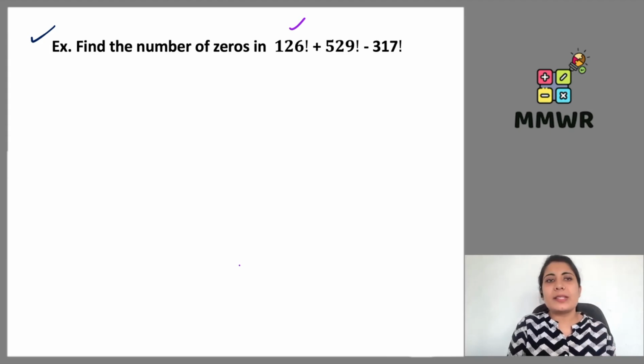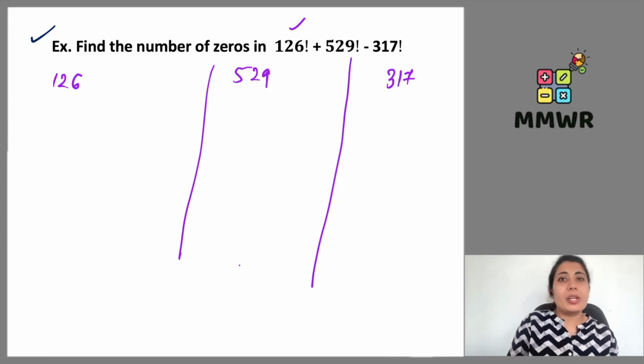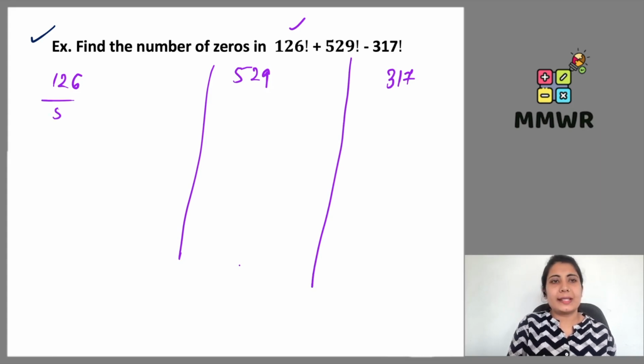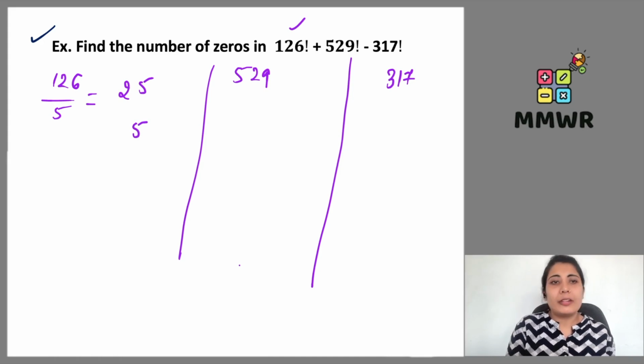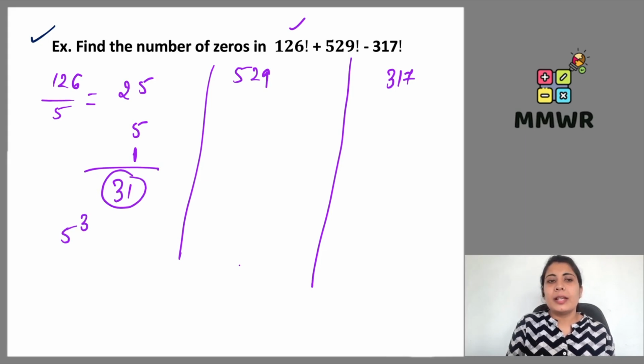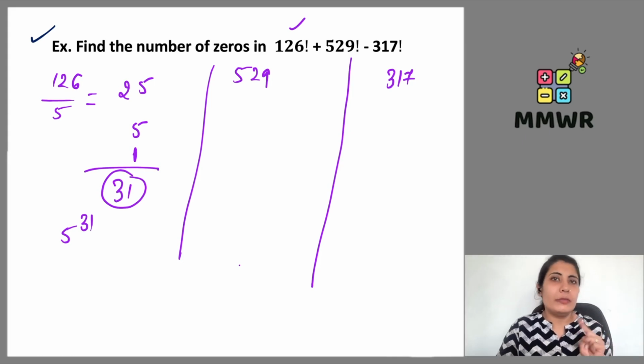But for your understanding, I am doing with both the methods. First one is the basic one जिसमें मैं 126 में कितने fives है, 529 में कितने fives है और 317 में कितने fives है सब में चेक करेंगे. So let's get started. 5 twos are 10, 5 fives are 25. Then 25 will be divided by 5 gives me 5 quotient. 5 divided by 5 gives me 1 quotient. So total 31 zeros are there, 5 to the power 31. That means total 31 pairs we will be able to make of 2 and 5 together.